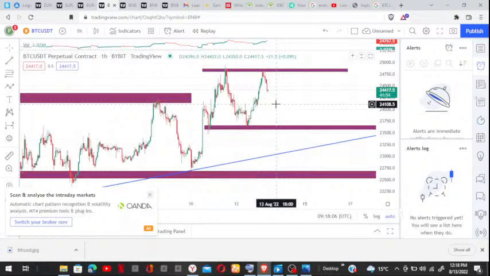You have to move your stop loss no matter what. 24,569, modify. 24,569. It's very important to move your stop loss. You don't want to incur losses whenever you're trading over and over again. I'd rather that when the market goes against your direction, you close in profits.